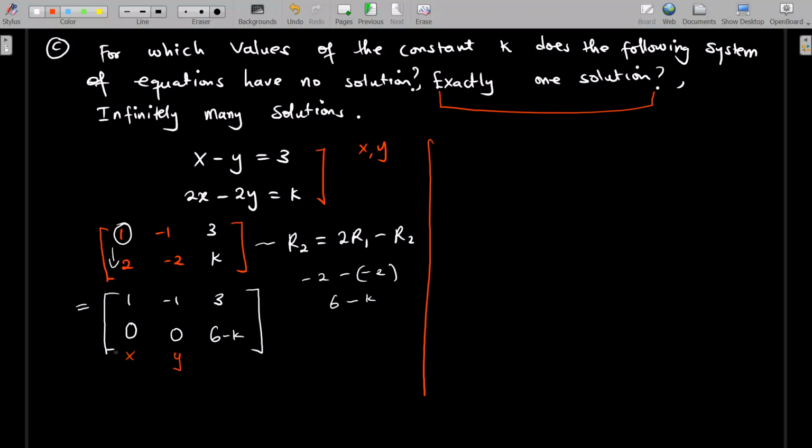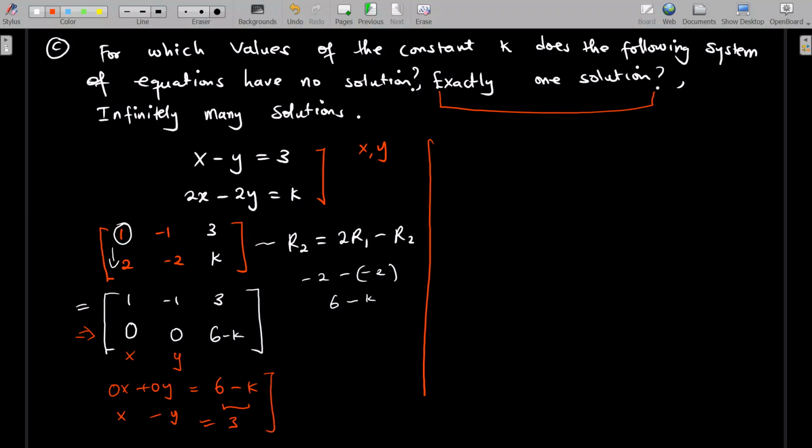What this whole thing means is that if I come to the second row, I'm going to have 0x plus 0y is equal to 6 minus k. And the question is, is it possible that you multiply 0 to x and 0 to y, and you're going to get some value? Is it possible? So that's what you're supposed to think about. And then the other row is 1, that is x minus y should be equal to 3.